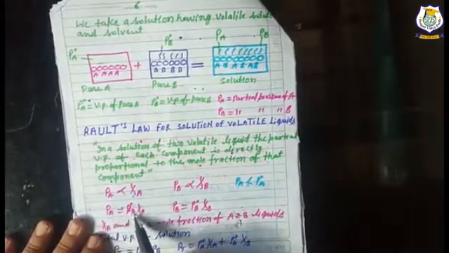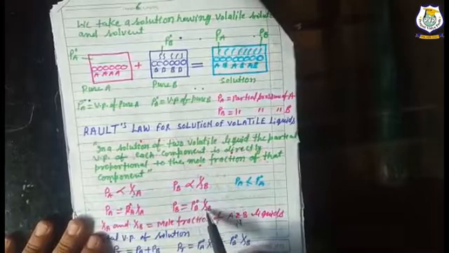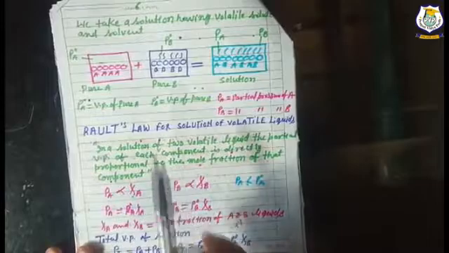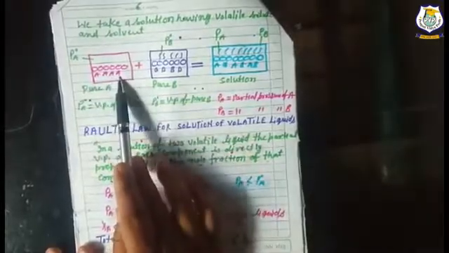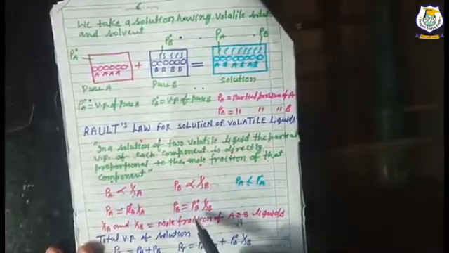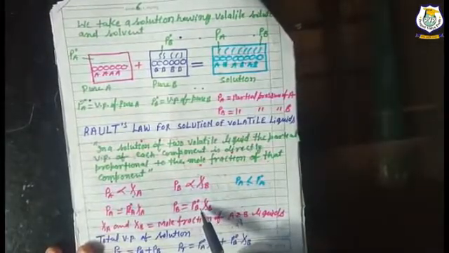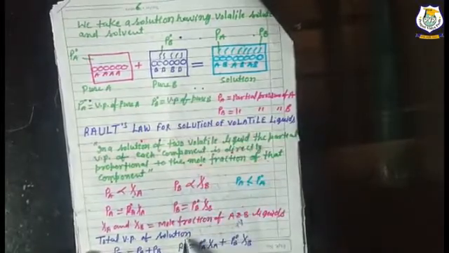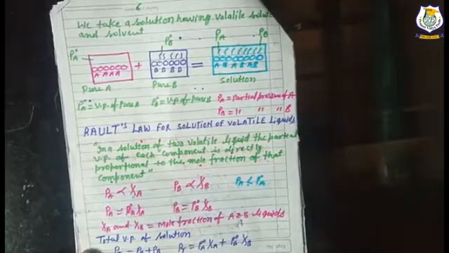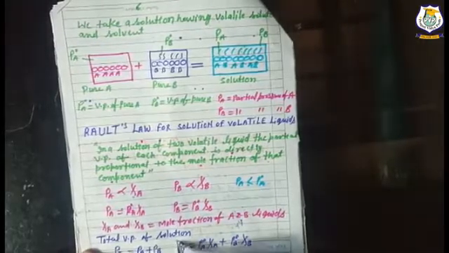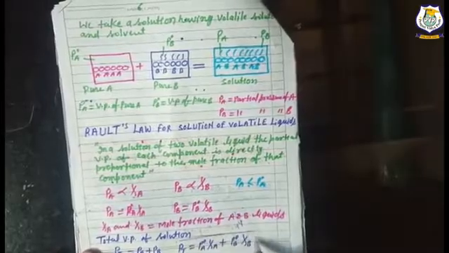PA equals P naught A chi A, PB equals P naught B chi B. P naught A and P naught B are the vapor pressures in the pure state, as shown in this figure, and P naught B is the vapor pressure of compound B in the pure state. The total vapor pressure of the solution is defined by using Dalton's law. P total equals the partial pressure of A plus the partial pressure of B. It is also written by this equation.